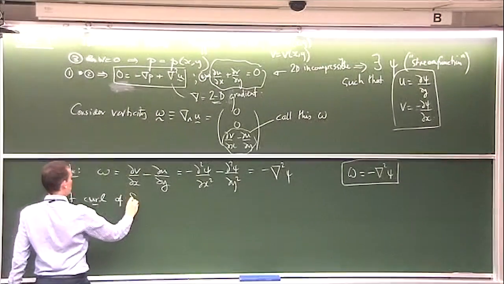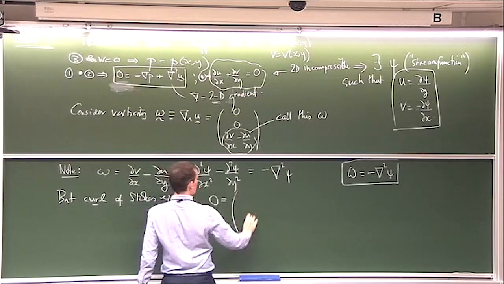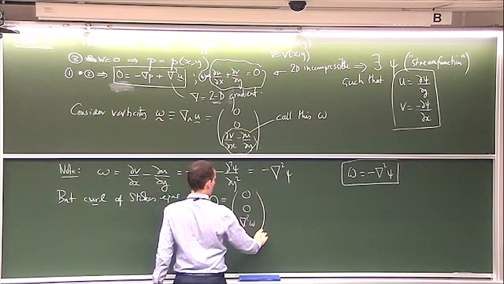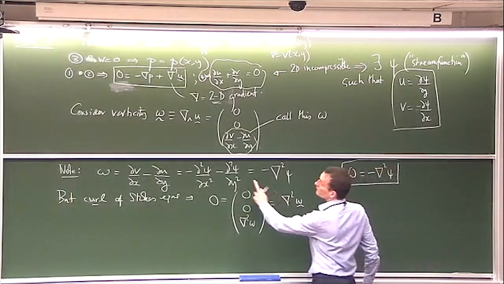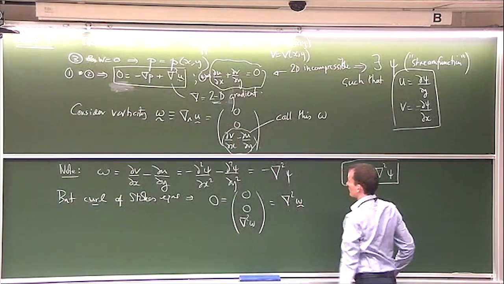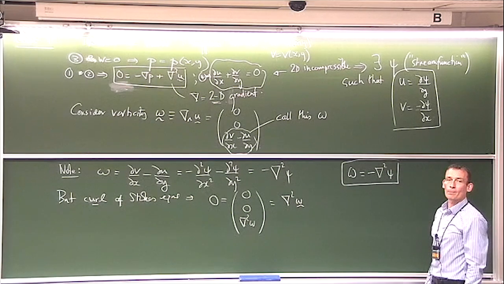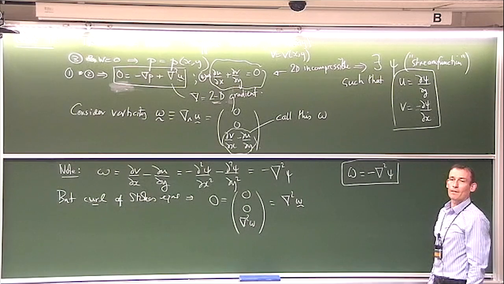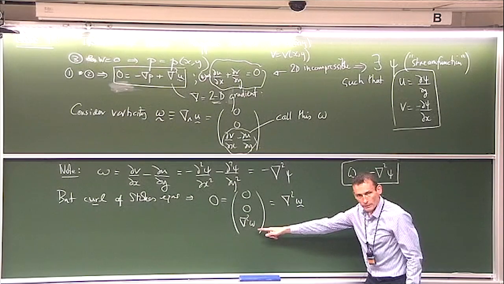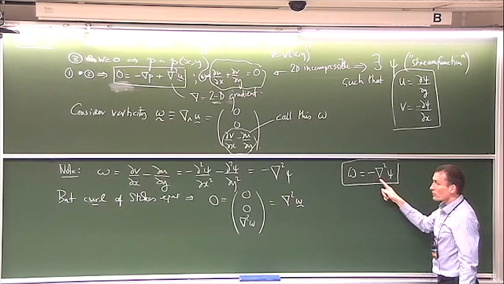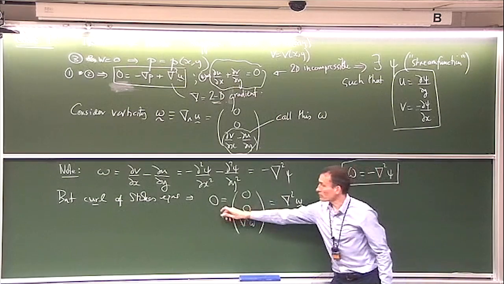So, the curl of the Stokes equations implies zero is, okay, this is just del squared omega with an underscore. Remember that. So look, this is what the dynamics of the Stokes equations is telling me. And this is a kinematic relation between the vorticity and the stream function. So if I now combine this with that, I've got the zero.